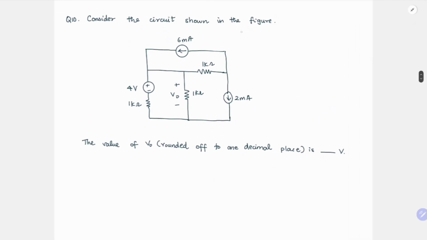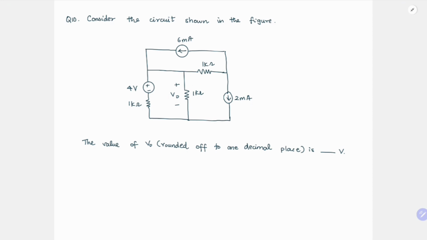So consider the circuit shown in the figure. So this is the circuit. We have two current sources, one voltage source and one series resistance and two more resistances. The value of VO rounded off to one decimal place is dash volts. So they're asking to find the voltage across this 1 kilo ohm resistor.